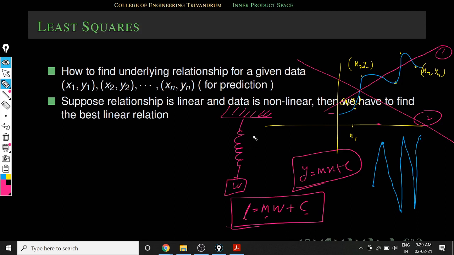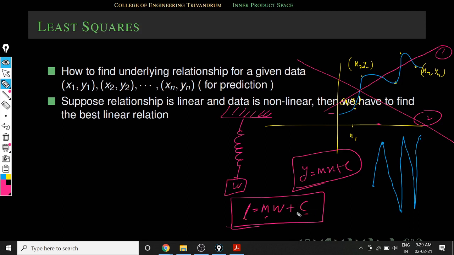Did you understand what I said? There is a spring, and the elongation means the change in length that occurs when we hang this weight, which is L. That is called elongation. The change in length corresponding to weight W is L. And Hooke's law states that L should satisfy this relation, that is L is equal to mw plus c.